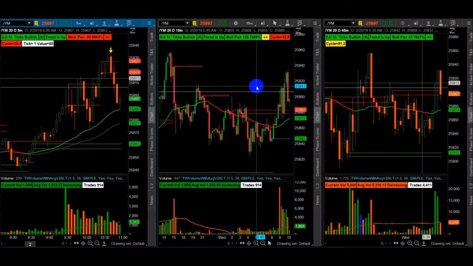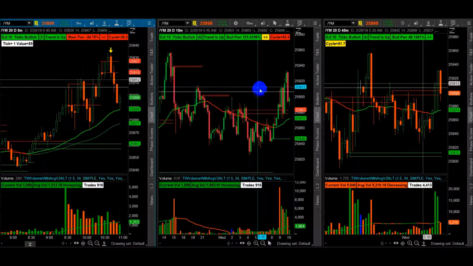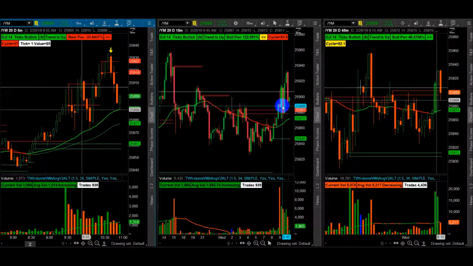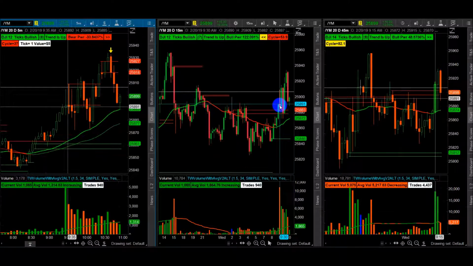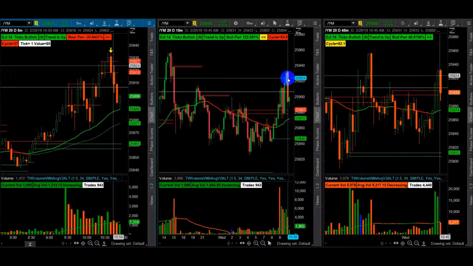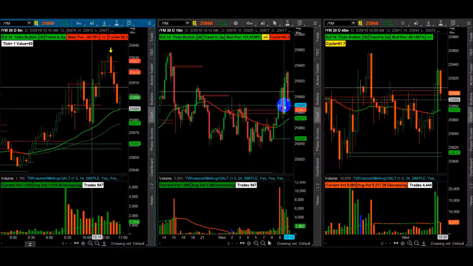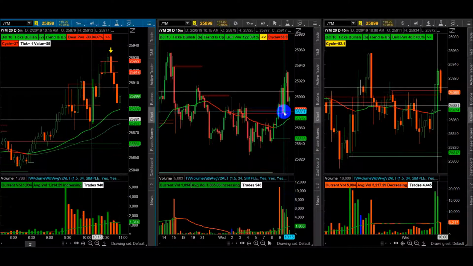Now, overall, you can see the market's really kind of a choppy market. Let's just look at this 15-minute chart. We have a big bar up, a big bar down, a big bar up, and a little one up, and a big bar down. This is kind of a volatile market. This is a good scalper's market.